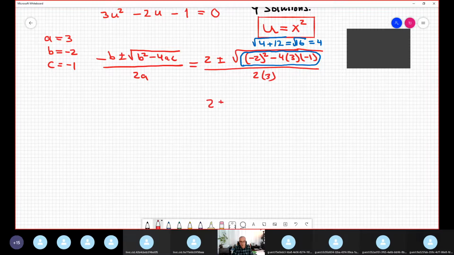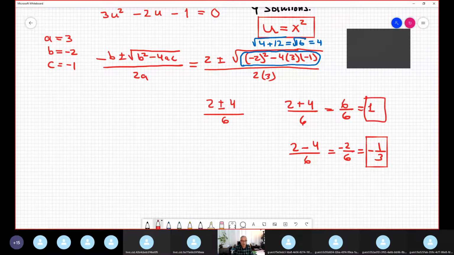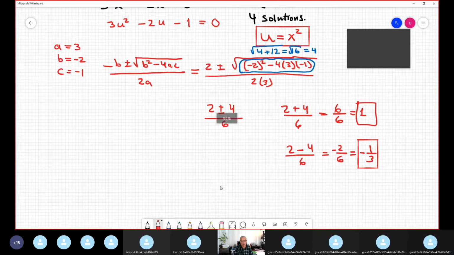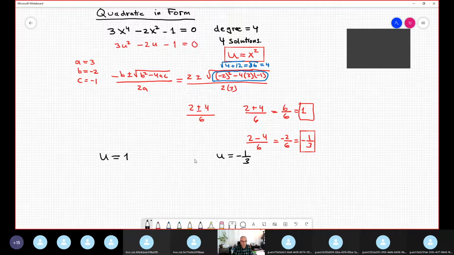Entonces 2 plus or minus 4 divided by 6. 2 times 3 is 6. 2 plus 4 over 6, 2 minus 4 over 6. This is 6 divided by 6 is 1. And this is negative 2 over 6, is negative 1/3. Okay, u value and u value. I need the x value. So I split the paper into parts for u equal 1 and for u equal negative 1/3. But who is u? u is x squared.